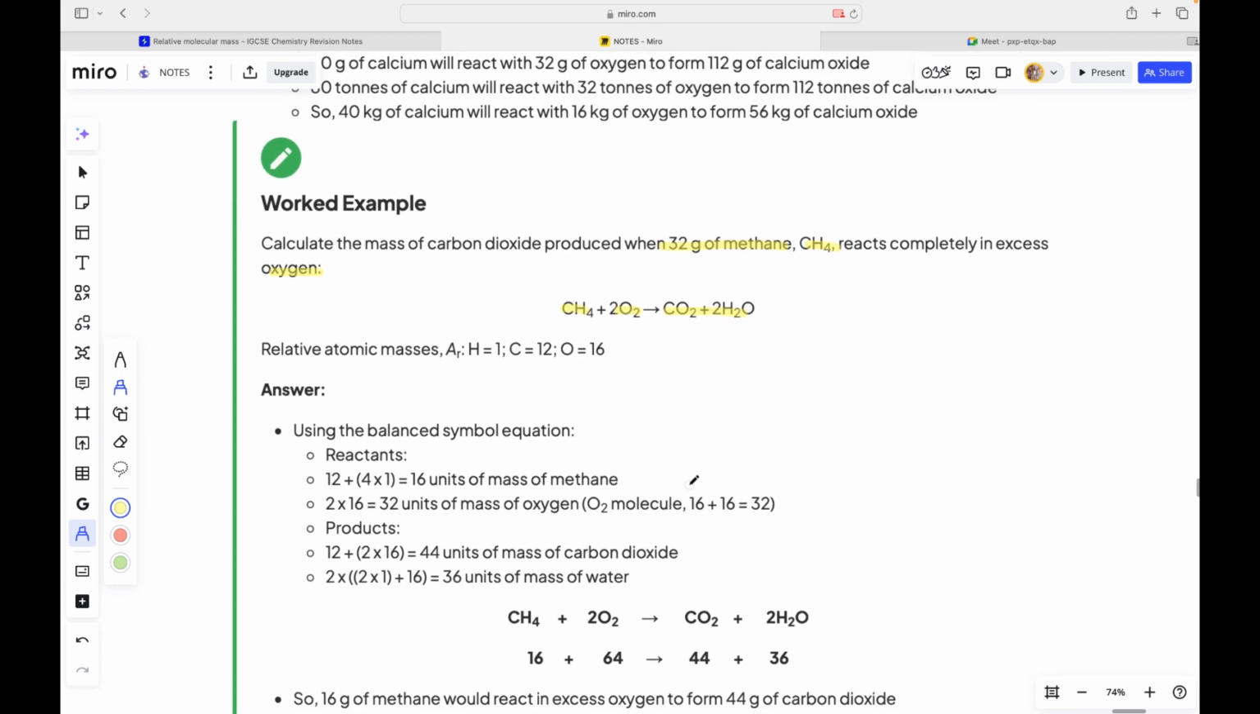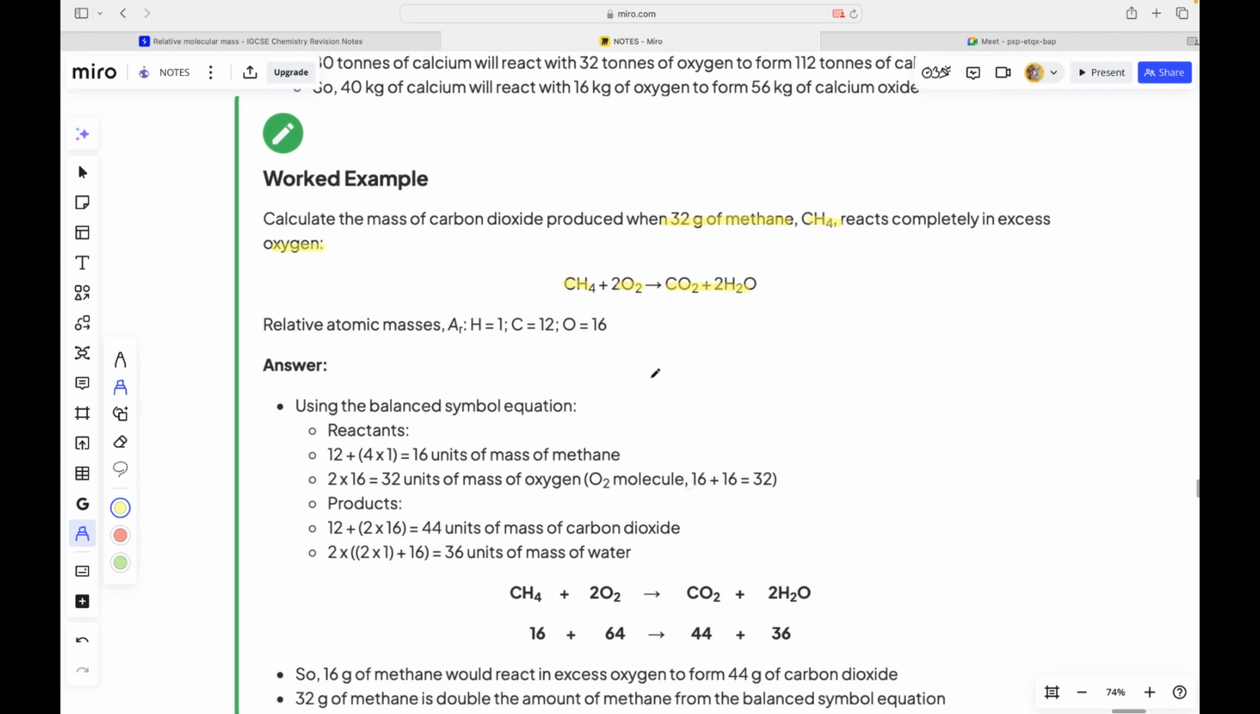So after we balance the equation, we find the total mass of methane. 4 times 1 is 4, plus 12, 16. So here we have 16 for methane. Oxygen will be 2 times 16, we get 32 first. That's the oxygen molecule, and 32 times 2 is 64, right?